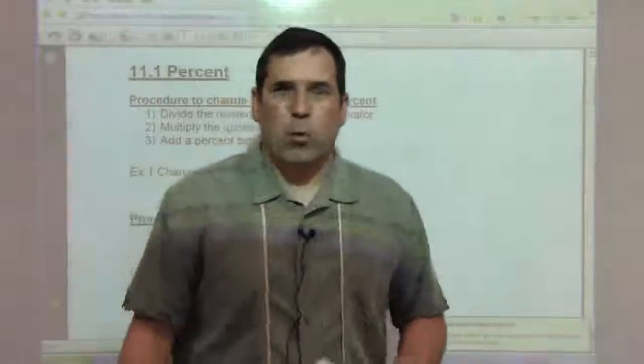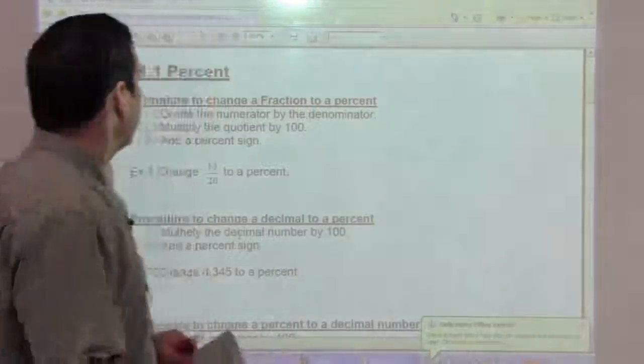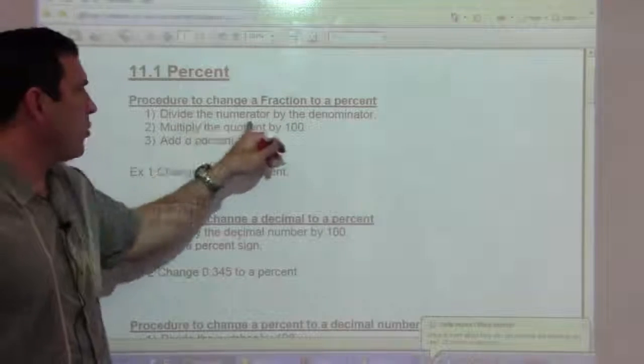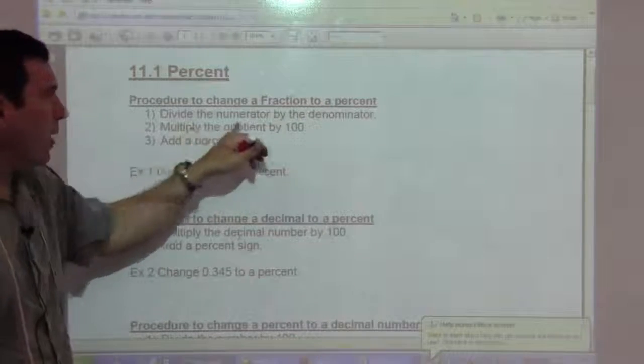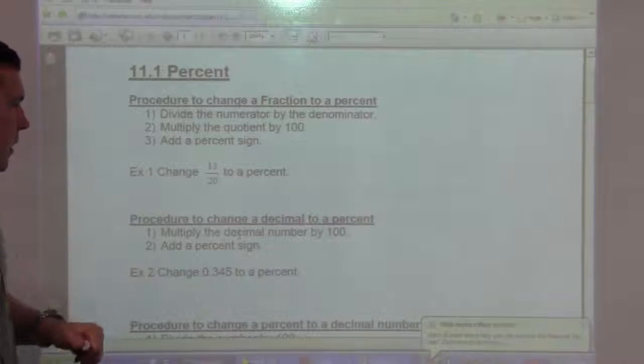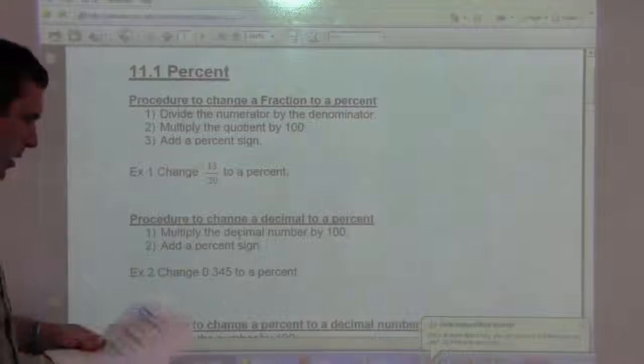Hello, welcome to 11.1. We're going to talk about percent. Procedure to change a fraction to a percent. Divide the numerator by the denominator. Multiply the quotient, that's the result from division, by 100. Add a percent sign. So we're going to change 13/20 to a percent.